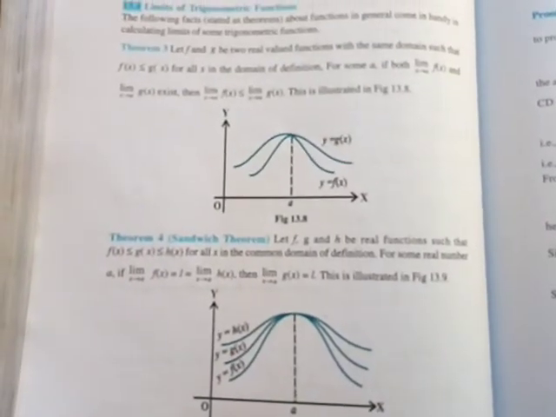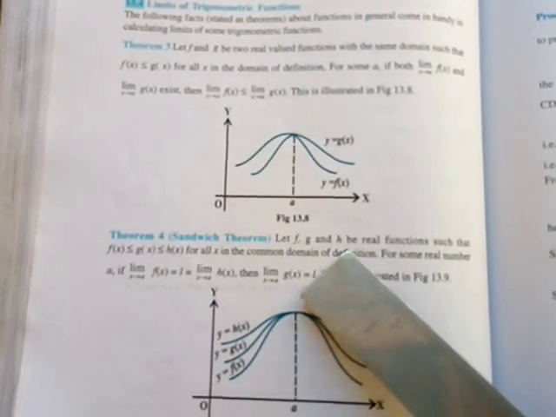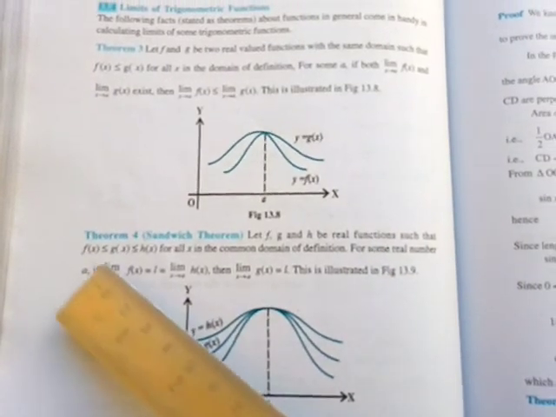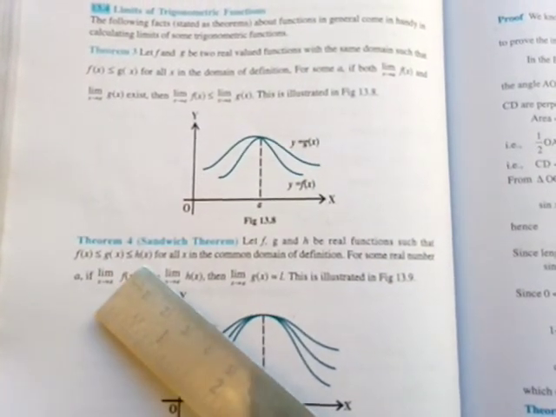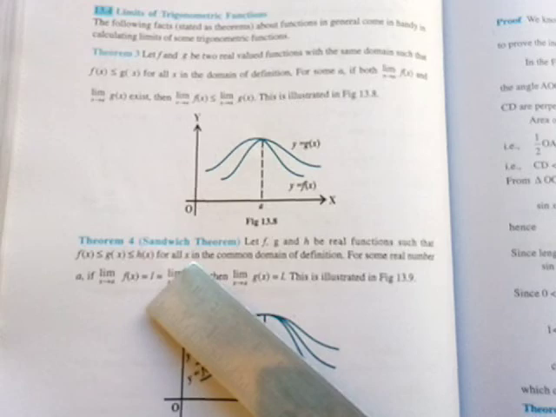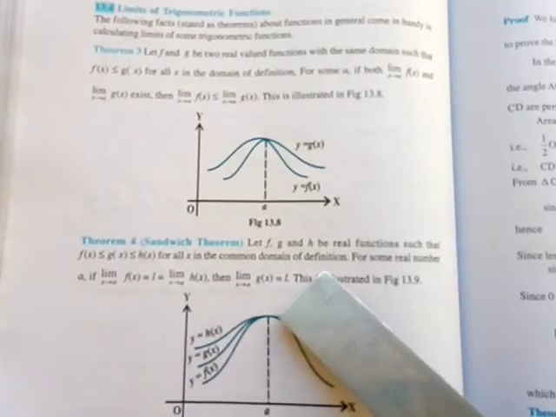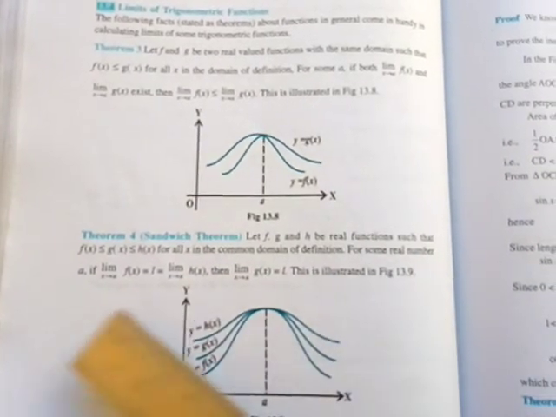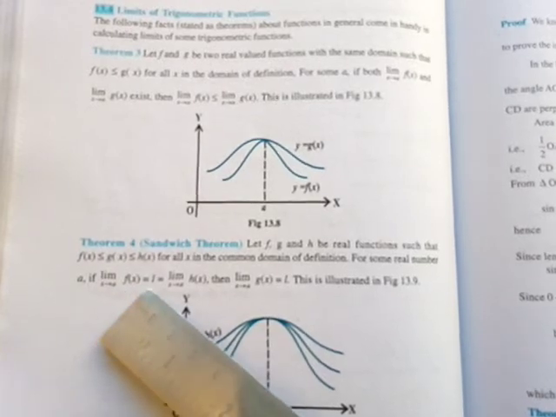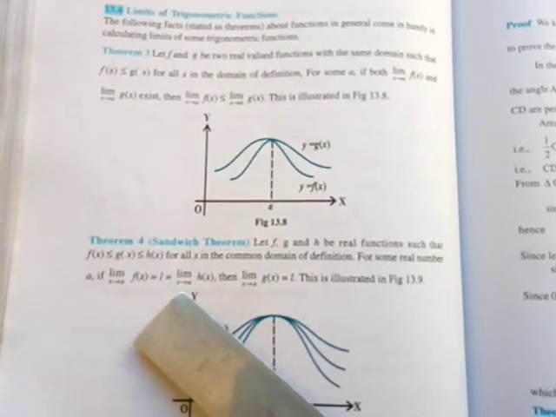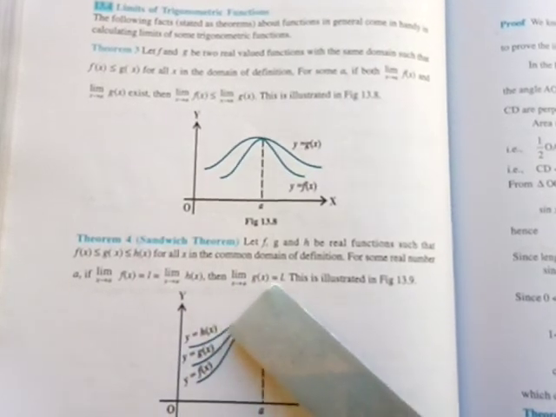Theorem 4, sandwich theorem. Let f, g and h be real functions such that f(x) is less than or equal to g(x) is less than or equal to h(x) for all x in the common domain of definition. For some real number a, if limit x tends to a f(x) equals L equals limit x tends to a h(x), then limit x tends to a g(x) equals L.